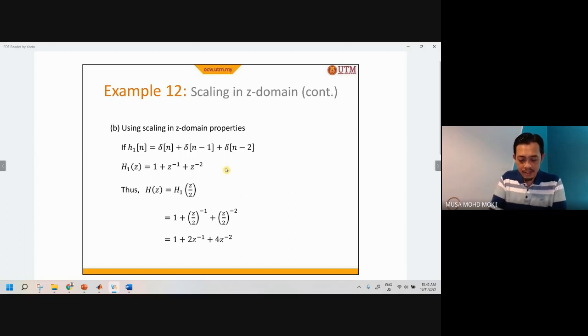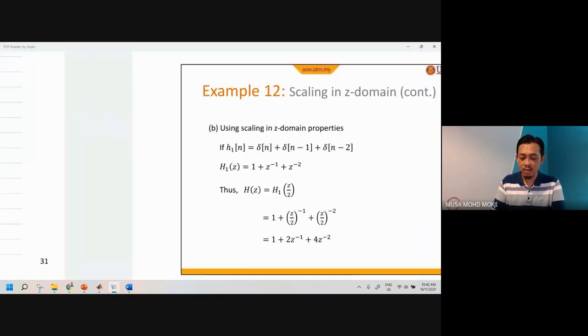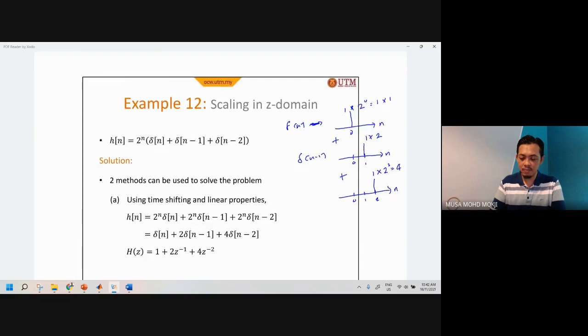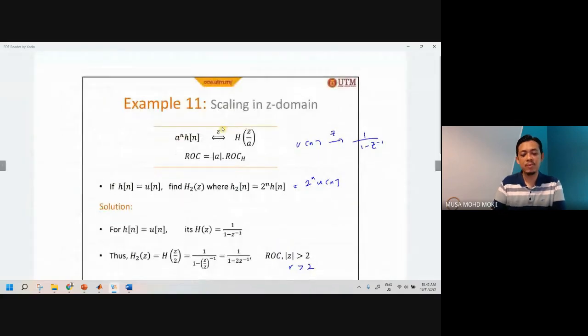Okay, all right. So this is a second method. We're going to use the scaling in Z domain property. So what is the property again? The property is, if we have a to the power of n times h[n], so we should solve not H(z), but H(z) with z replaced by z over a. Okay, this a, not that power, the a in front.